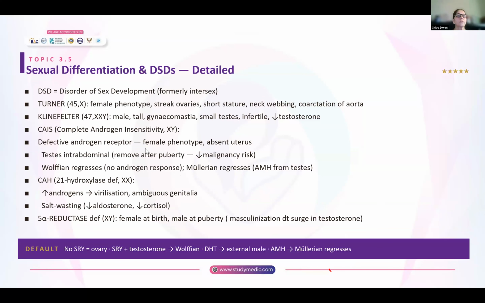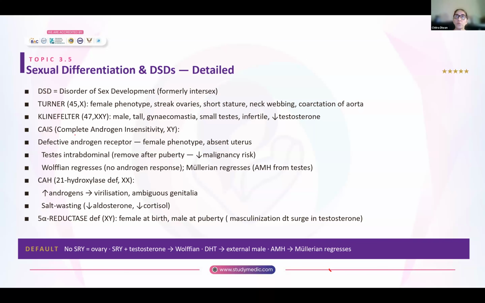Now, we just saw all this about Turner. We saw that it is a female phenotype, streak ovaries, short stature, neck webbing, coarctation of the aorta. In Klinefelter's, it is 47XXY. A Y chromosome is present. So it is genotype, phenotype, both are males.